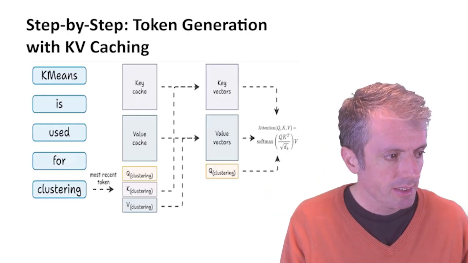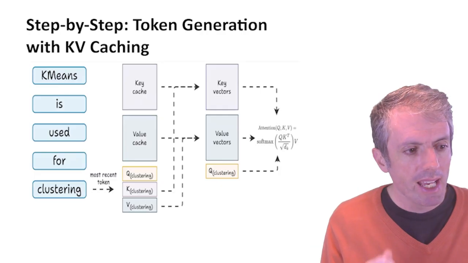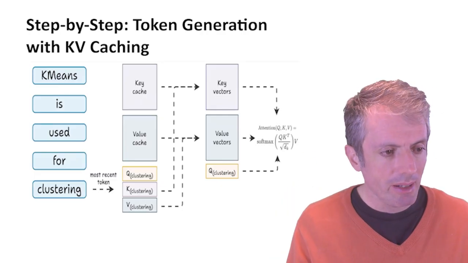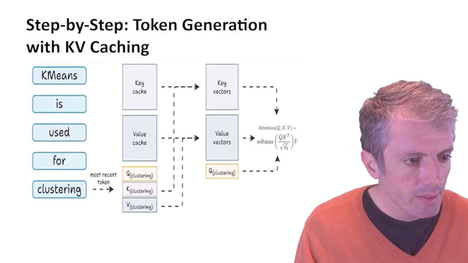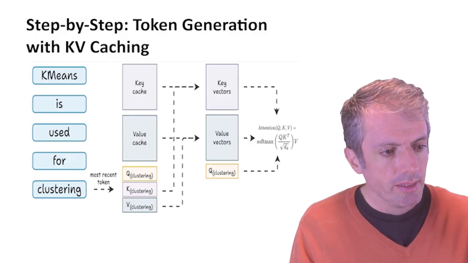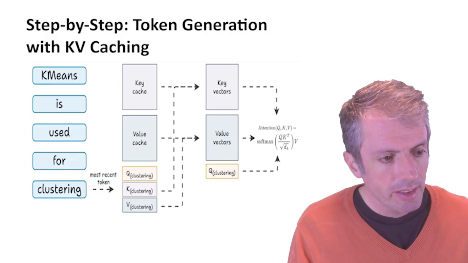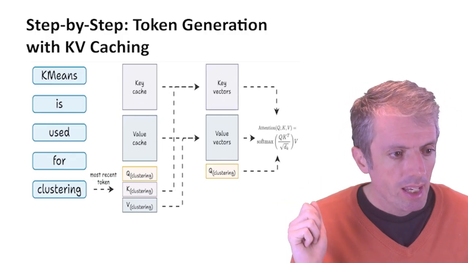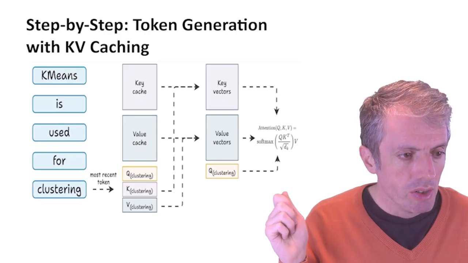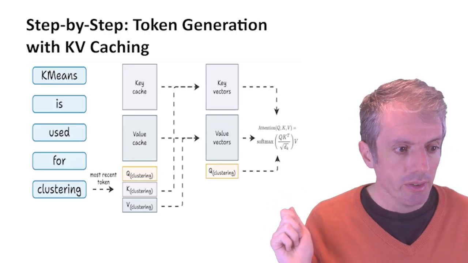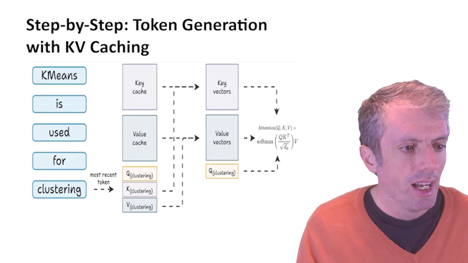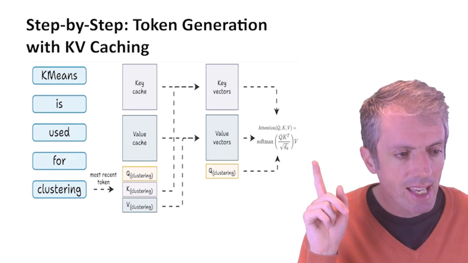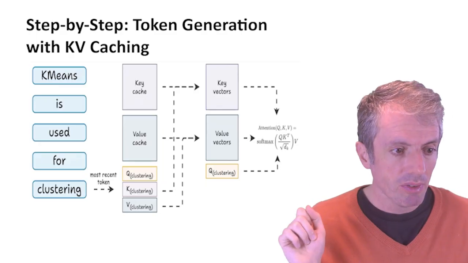Let's now see it in action. So here we have what k-means is used for, and now we need to generate a new token following clustering. So we generate the query vector for clustering. We can then compute a new k value for clustering and a new v value for clustering. We append that to the key cache and the value cache that we had before.